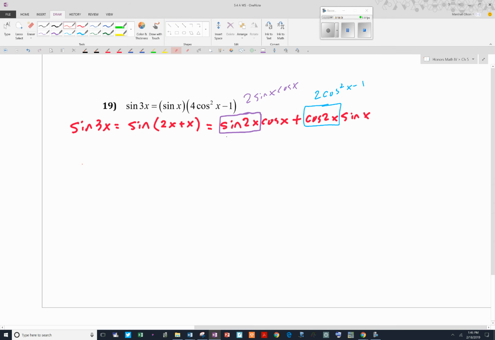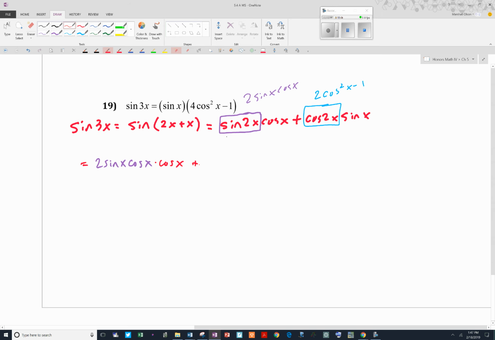So actually I'm going to start writing that over again. We'd have 2 sine of x times the cosine of x, and that is being multiplied by the cosine of x yet. You don't need to put that into parentheses because it's all being multiplication there. And then that is being added to.